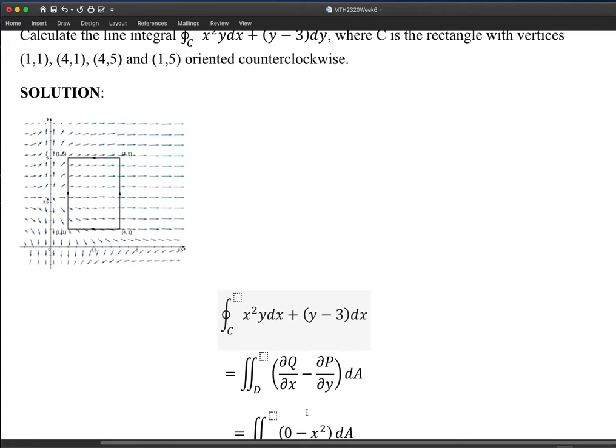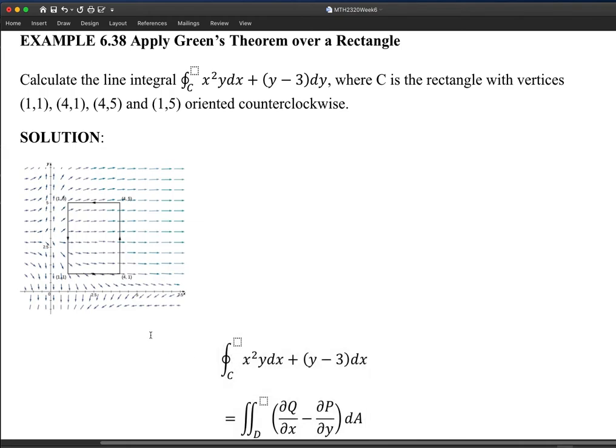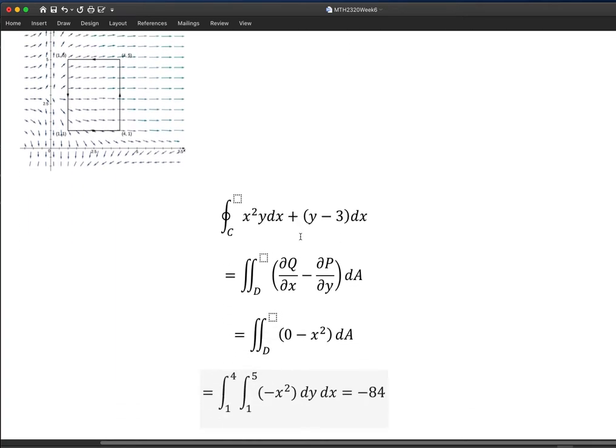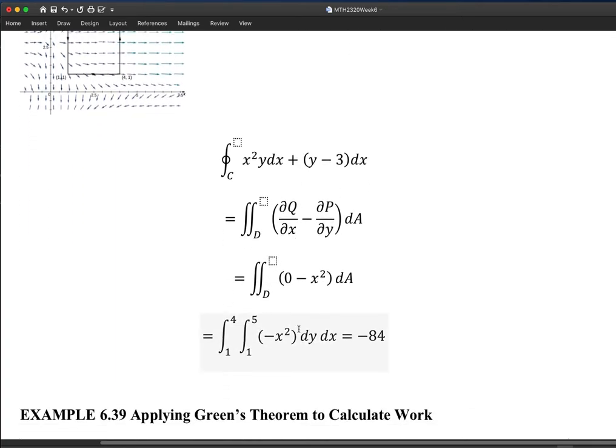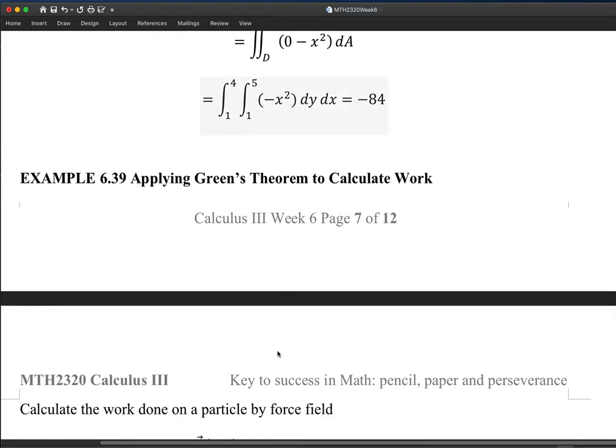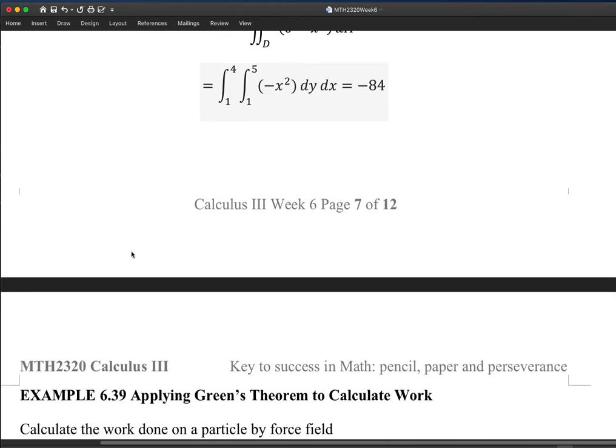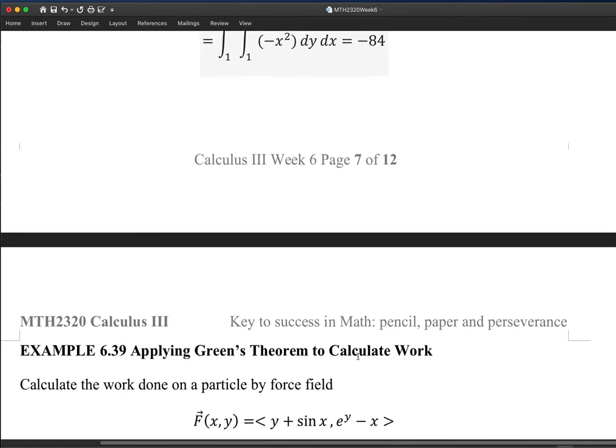As I explained earlier, in general, to calculate a line integral when there are 4 pieces, it means there are 4 line integrals. But with Green's theorem, we only need to calculate one double integral. Even though in many cases it's not necessarily easy to calculate a double integral, in some cases it's more efficient. Another example, still from the textbook, is example 6.39, applying Green's theorem to calculate work.